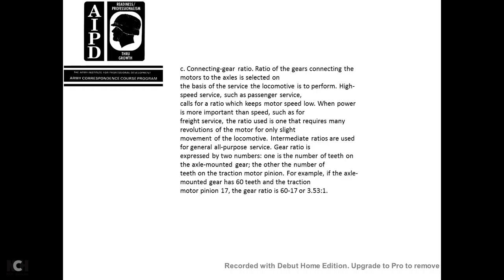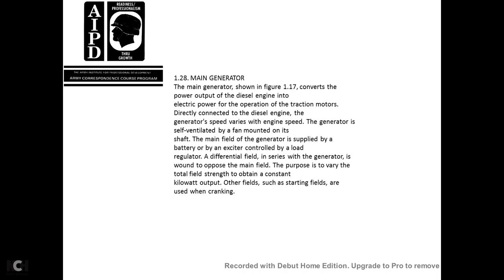The gear ratio is expressed by two numbers: one is the number of teeth in the axle-mounted gear, the other is the number of teeth of the traction motor pinion. For example, if the axle-mounted gear has 60 teeth and the traction motor pinion has 17, the gear ratio is 60 to 17, or 3.53 to 1.